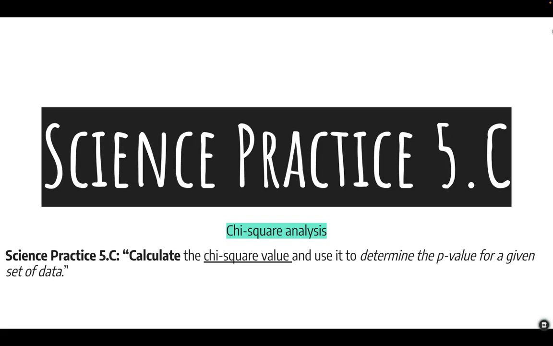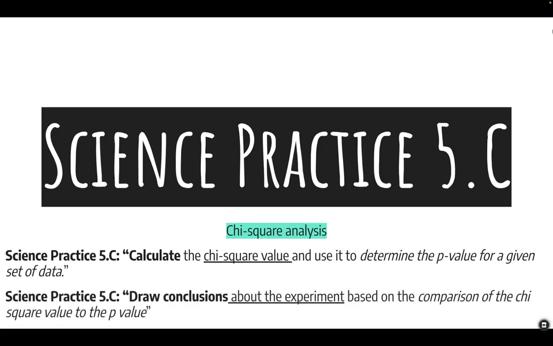And so getting into our science practice, for chi-square analysis, you are going to need to calculate the chi-square value and use it to determine the p-value for a given data set. We'll get into what a p-value is in a second. Using that, you're going to draw conclusions about your experiment based on the comparison of the chi-square to the p-value. So you're going to compare your chi-square value to the p-value.